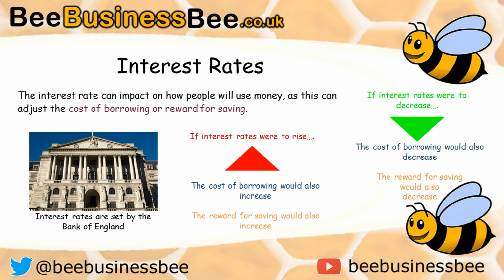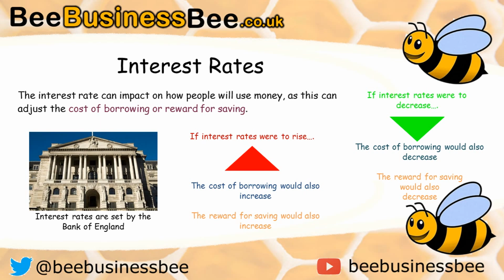The interest rate can potentially impact on how people will use money, as this can adjust the cost of borrowing or the actual reward for saving. So, for example, if the Bank of England were to increase interest rates, so they were to put it up, then the cost of borrowing would become more expensive because banks would naturally charge you more in interest payments to borrow money. However, as a saver, you'd also benefit because banks would give you a greater level of interest and a greater return for the money that you choose to save with them.